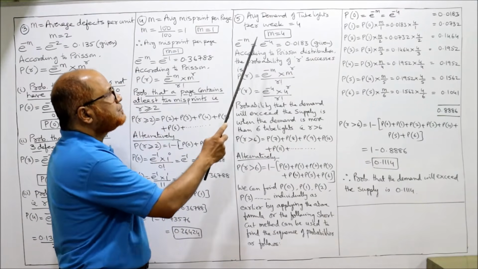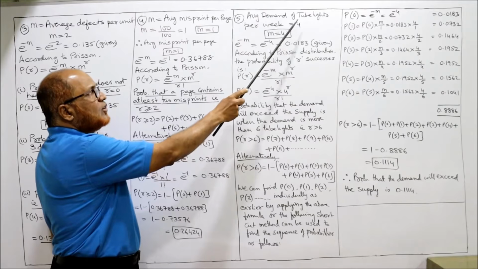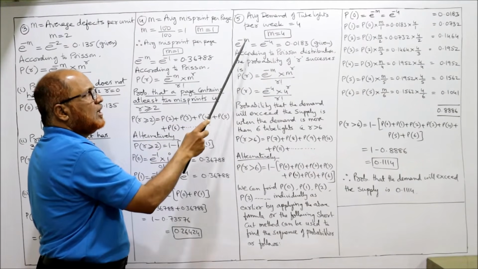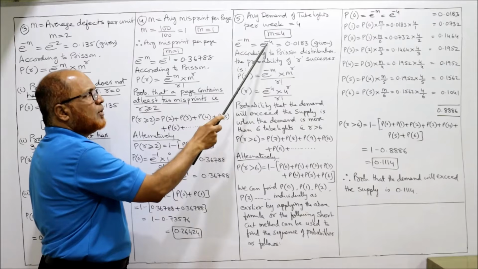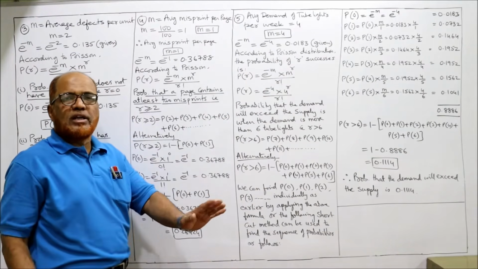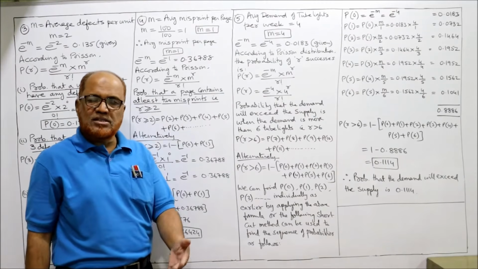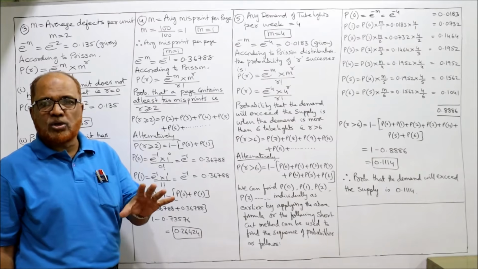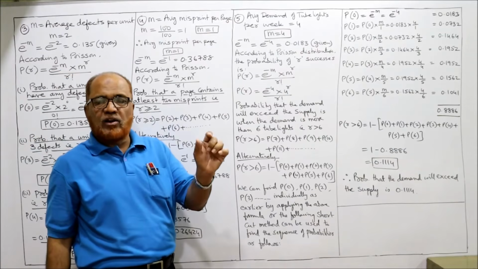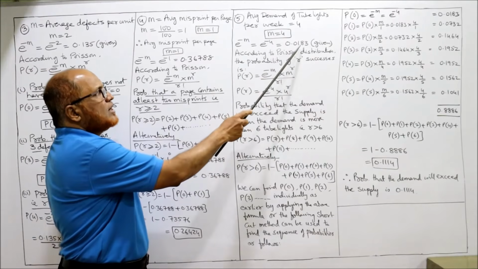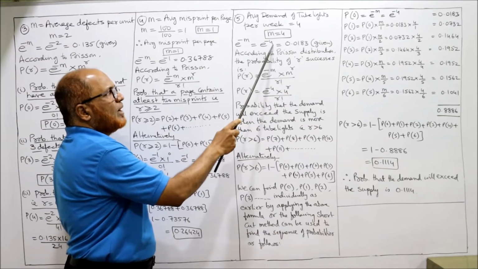Now you can see average demand of tube lights per week is 4 given in the problem. m is equal to 4. e to the power of minus m, e to the power of minus 4, 0.0183 given in the problem. No need to refer the table. It is given in the problem itself. Or in examination also it may happen that the value will be specified, given in the problem itself. So 0.0183 given, e to the power of minus 4.